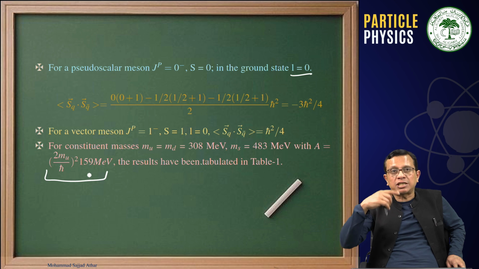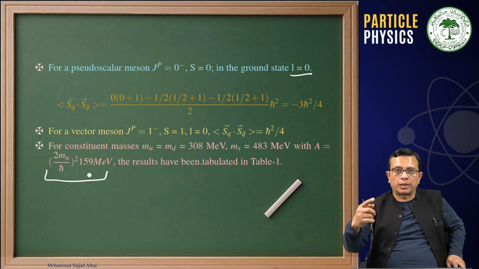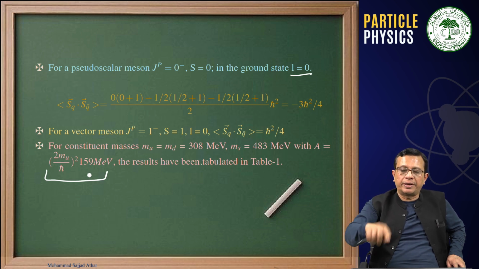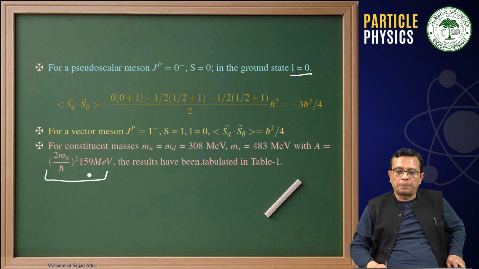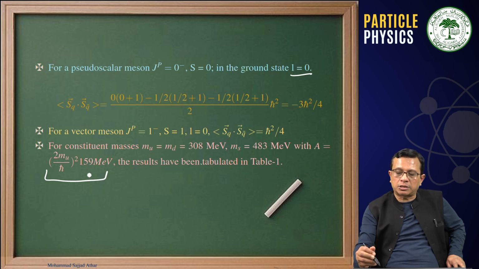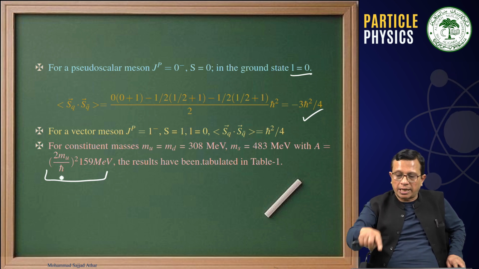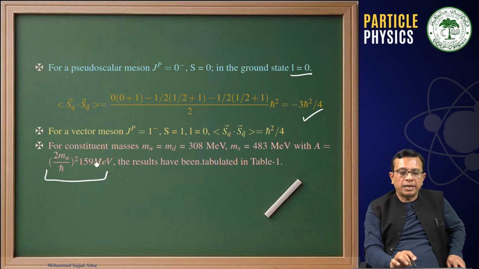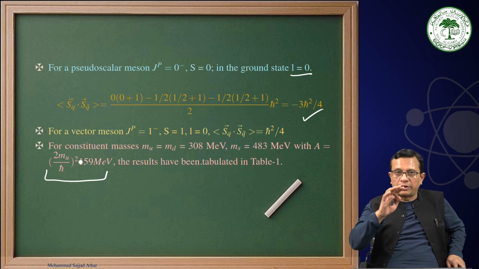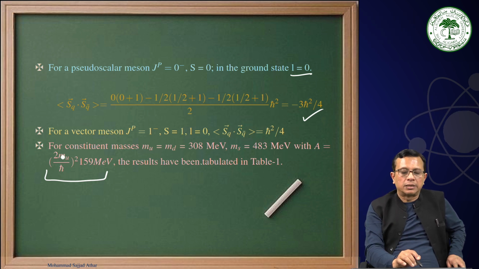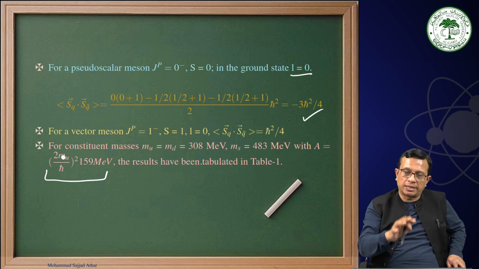Remember, we had h cross square in the expectation values while we were writing the spins of the particle: h cross square by 4 or minus 3h cross square by 4. Therefore, h cross square is there to cancel this dimension. And then, as I told you, we have mq and mq bar. This mu square will cancel that dimension.